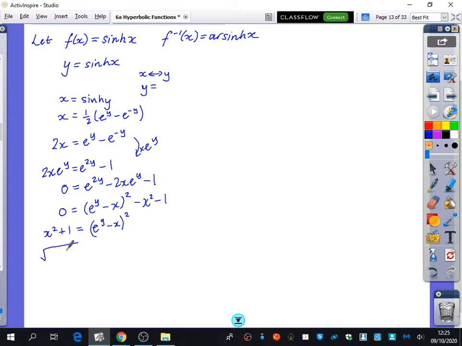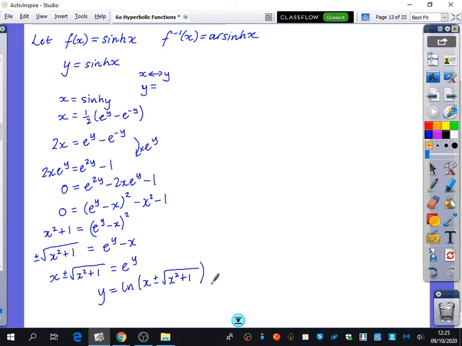So square root both sides. It could be plus or minus, but we'll come back to that in a second. That's e to the y minus x. So I'm going to add x to this side. So that's x plus or minus the square root of x squared plus 1 equals e to the y, which means that y is ln of x plus or minus the square root of x squared plus 1.